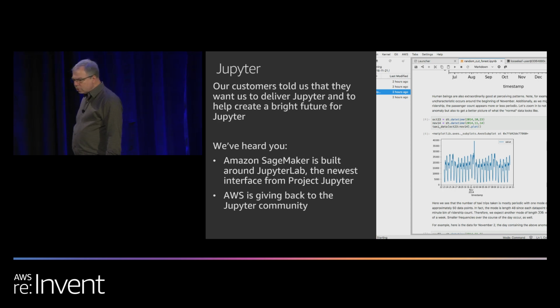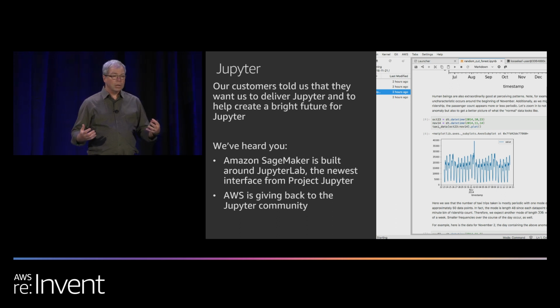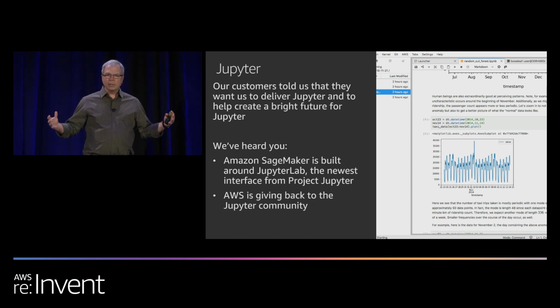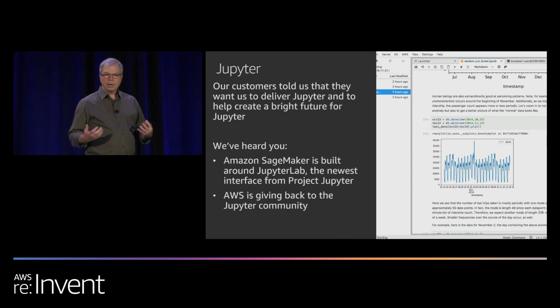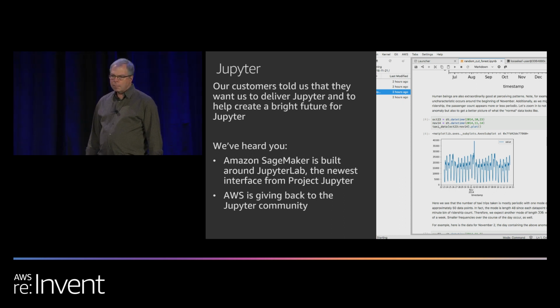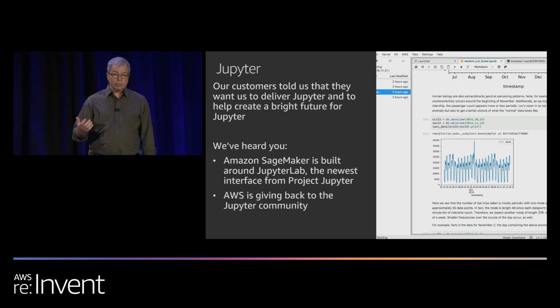And so we heard that. And so the new version of SageMaker Notebooks is entirely built in SageMaker Studio. It's actually entirely built on JupyterLab, which is the latest UX experience from Project Jupyter. And we've become increasingly active in the Jupyter community itself, contributing code. Two of the steering council members, including Brian Granger, who's the co-founder of Jupyter, are now working on our team at AWS, which is fabulous.